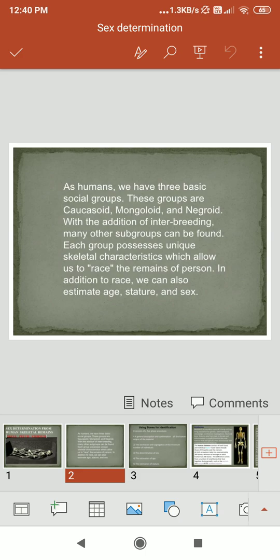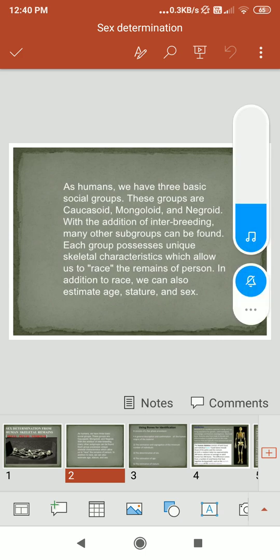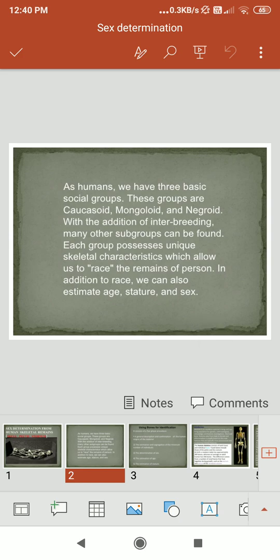As humans, we have three basic social groups. These groups are the Caucasoid, the Mongoloid, and the Negroid. With the addition of interbreeding, many other subgroups can be found. Each group possesses unique skeletal characteristics which allow us to race the remains of a person. In addition to race, we can also estimate the age, the stature and the sex.